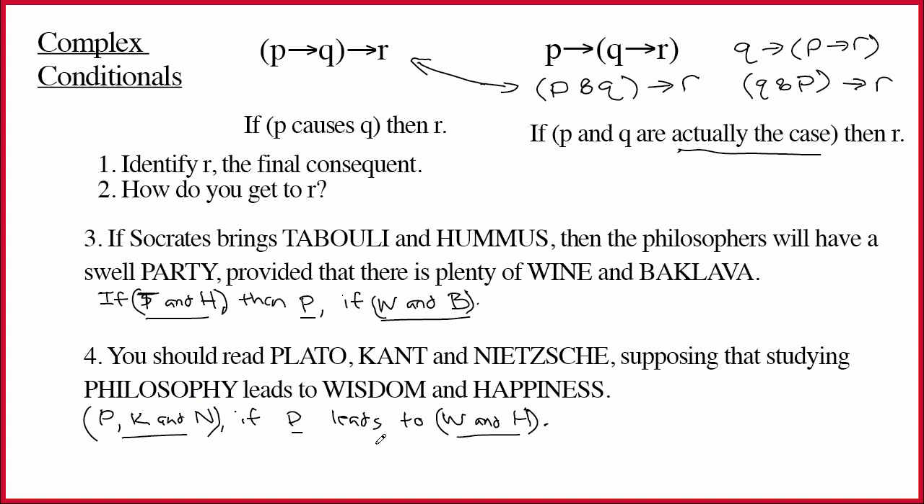As a rule of thumb, just a general principle that allows you to cheat a bit, when you have leads to in sentences of these forms, it generally indicates this form right here. Notice the word causes is very similar to leads to, brings about, results in. And so we oftentimes use this phrase when we have a sentence of this form in mind. In fact, when you look at this sentence, you might immediately recognize that the leads to, P leads to W and H, is going to go into parentheses.